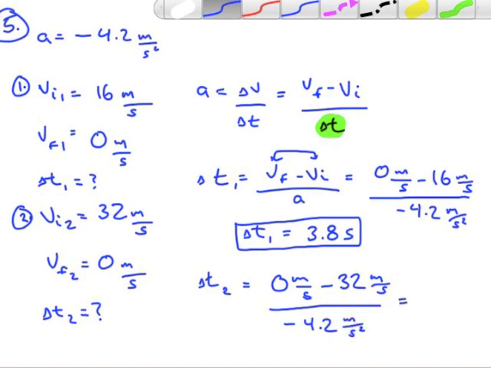When we calculate all that out, our delta t2 comes out to 7.6 seconds. So indeed, it takes twice as long to stop if we are going twice the speed. That is number 5 in acceleration homework 2.3.